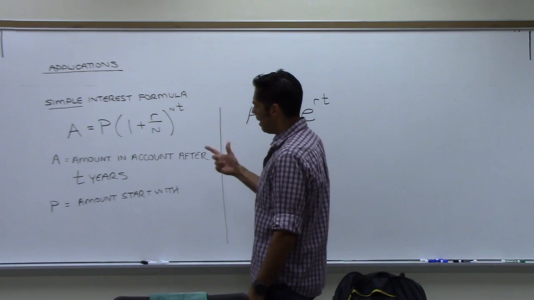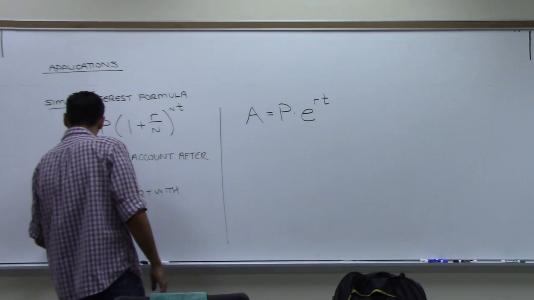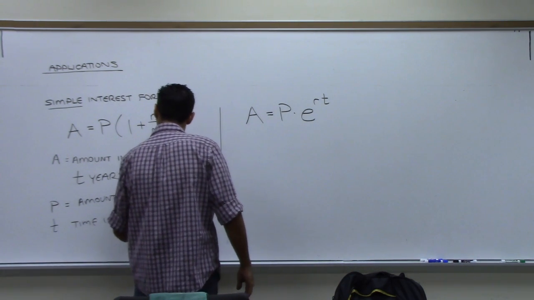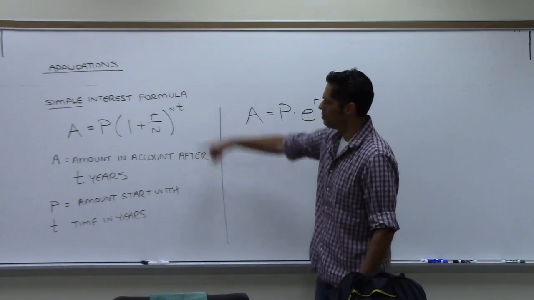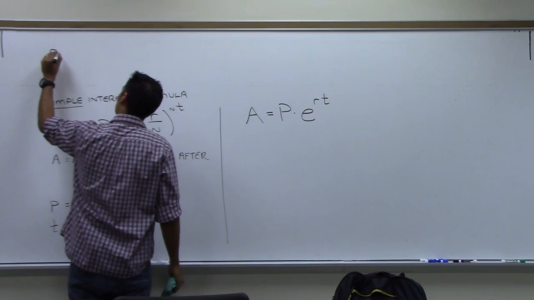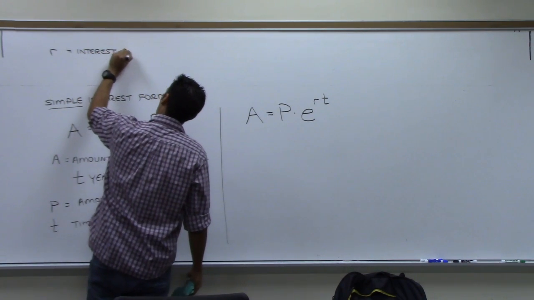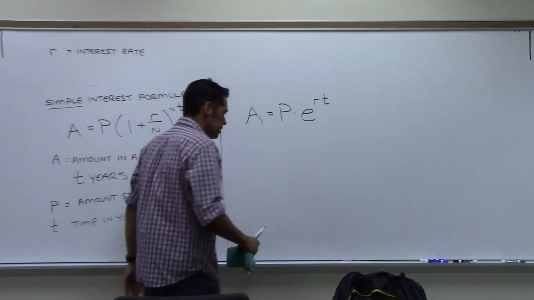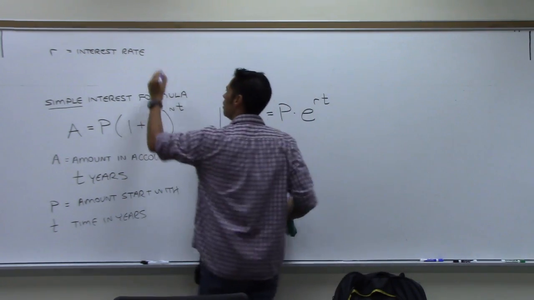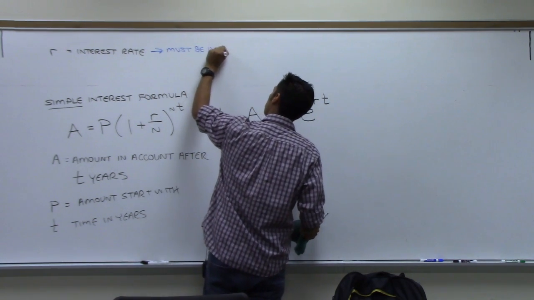What's left in here? We have A, we have P, t is time in years. I'm going to run out of room down here, so I'm going to put it up here. r is your interest rate. And I want you to be extremely careful with the interest rate. When you're using the interest rate in the formula, it must be in decimal form.